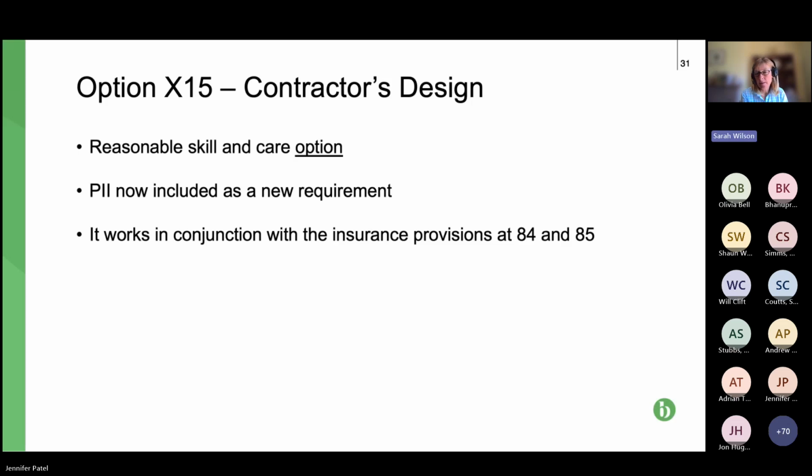X15, contractor's design. I've referred to this already. It was in NEC3, but it now includes PII, a professional indemnity insurance requirement. That's often still changed by way of the Z clauses, as are copyright and the other optional clause that we looked at about collateral warranties. It also now works in conjunction with the core insurance provisions at clauses 84 and 85. Next slide, please.